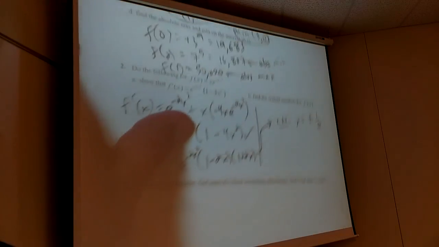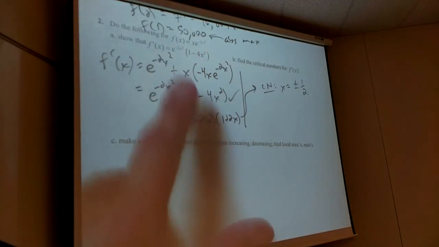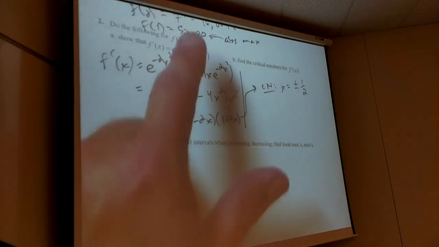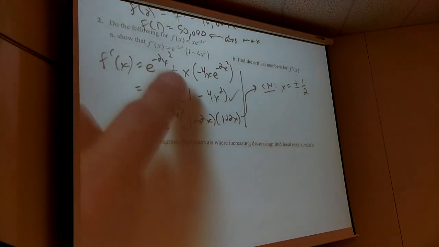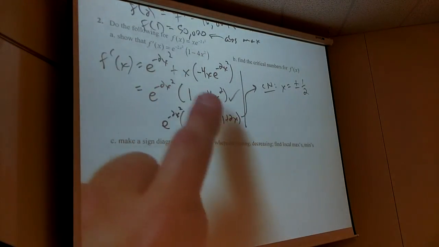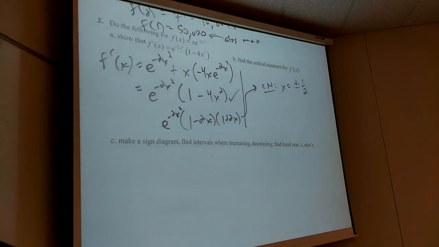This is what you guys should be getting for the critical numbers. Here's the showing that it is that derivative. It's a product rule, right, with a chain rule in there. So that's how that becomes that derivative. You factor it one more step there. You can see the critical numbers. They each have multiplicity 1, so it's going to change signs everywhere.